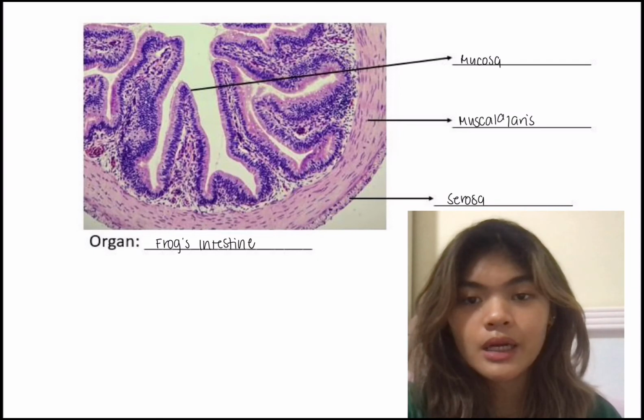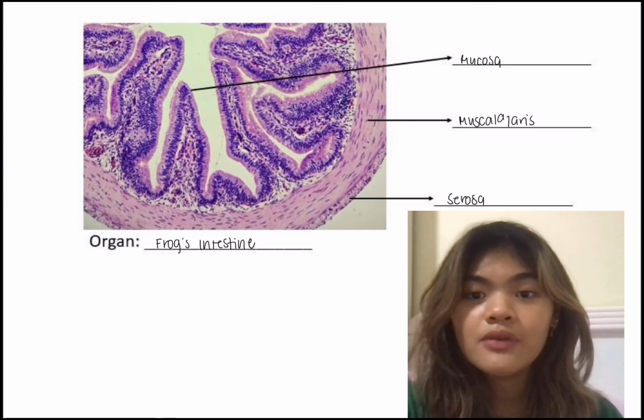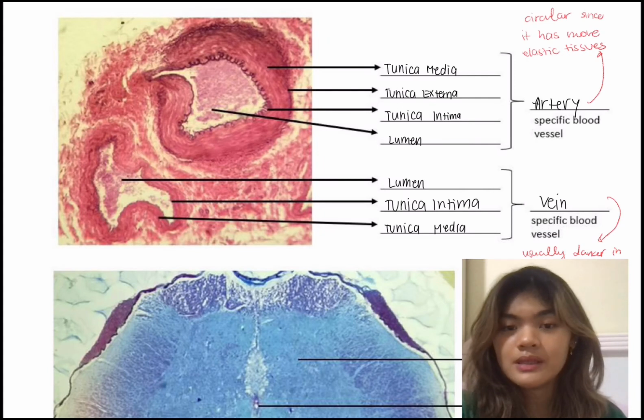We have the frog intestine. The outermost layer is called the serosa, followed by the muscularis. The inner lining is the mucosa. Then we have the blood vessels.